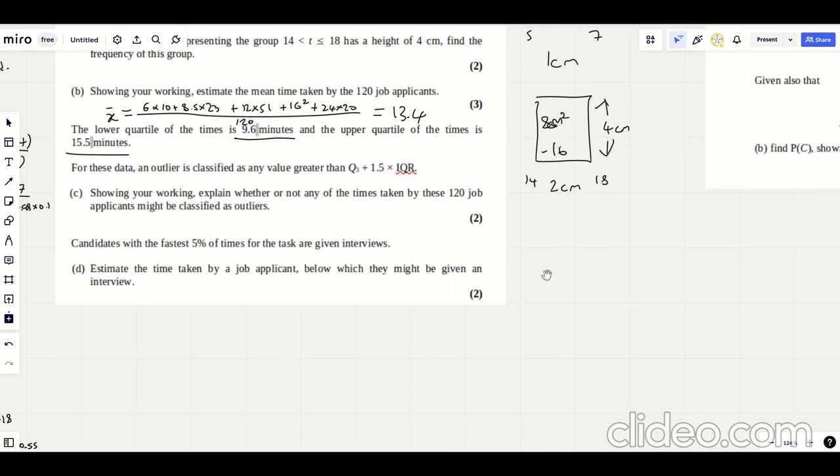For these data, an outlier is classified as any value more than 1.5 IQRs above Q3. Okay, right, so showing your working, explain whether or not any of the times are outliers. Well, we need the upper quartile, which is what we've got. We also need the interquartile range. So 15.5 minus 9.6 is the interquartile range. I'm timesing that by 1.5, and I'm adding on the upper quartile, 15.5.